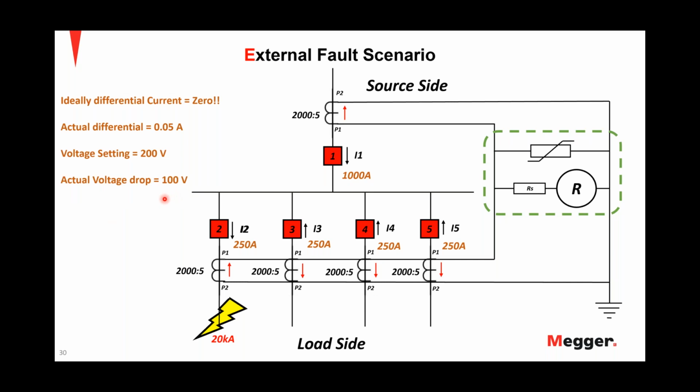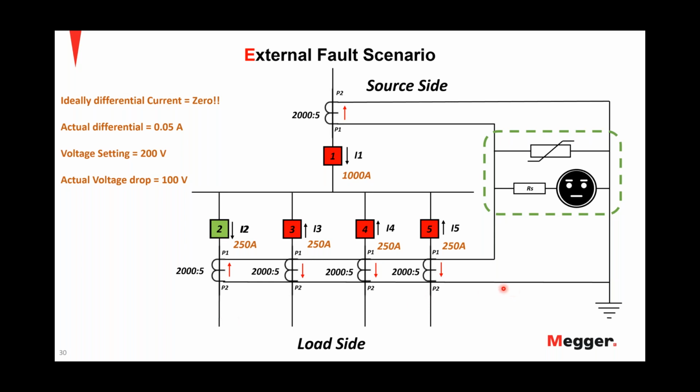So of course, in this case, because it's an external fault and the voltage drop has not crossed the threshold point, there shouldn't be any trip from the differential relay perspective, right? So the differential will not trip in this case, but this fault will still be cleared by the backup protection or the overcurrent protection on this feeder, right? So it trips this breaker open and clears the fault.